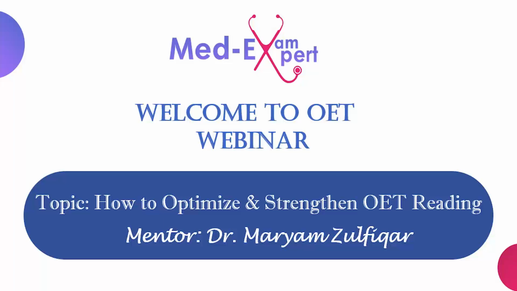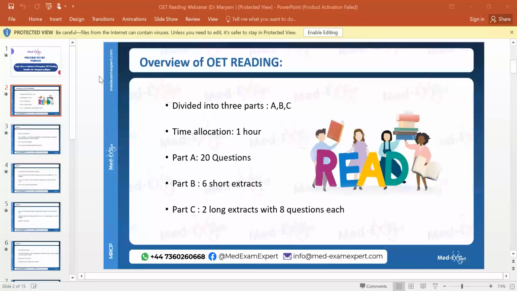So I suggest my students gain maximum marks in part A and part B as well. If a student scores 20 in part A, and part B consists of 6 questions and he or she gains 6 in part B, then the score will be 26. As we know, in the medical profession, nursing and all other professions, we have to score grade B in OET reading.